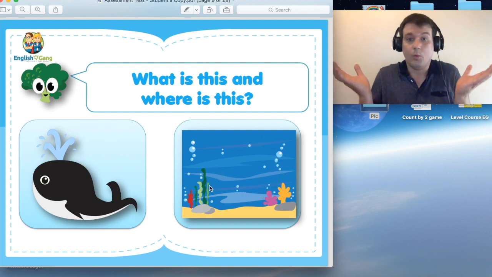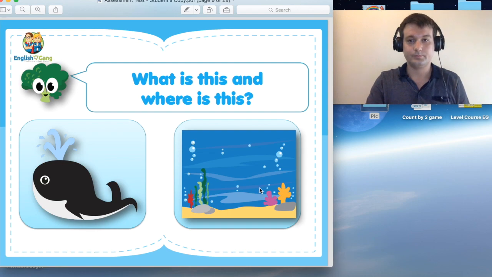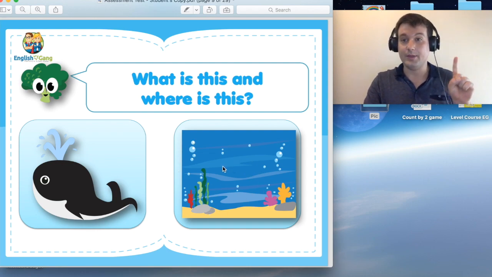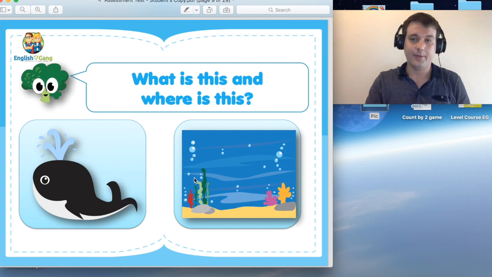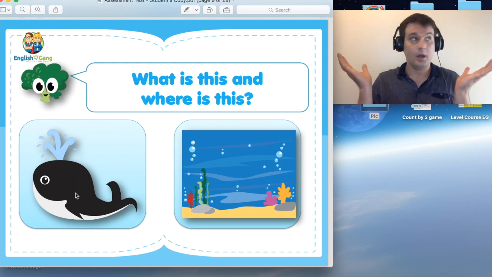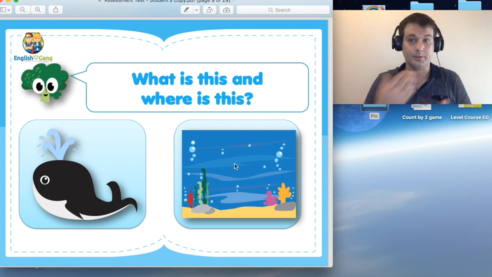Okay, where is this? And then you could say, this is the sea, or this is the ocean. And then the last question to wrap it up would be, okay, this is a whale. Where does a whale swim? And if they're able to respond, a whale swims in the ocean, a whale swims in the sea, that's the response we're looking for. And this would be the end of the kittens section.